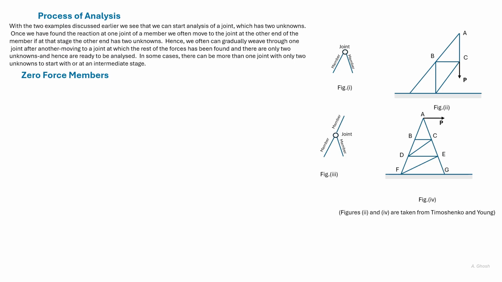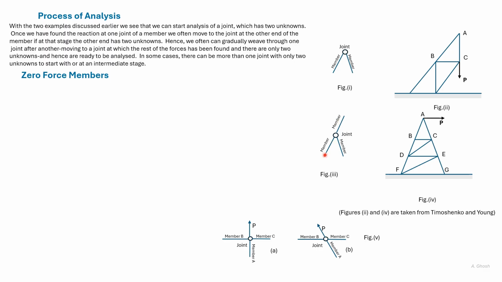We now look at zero force members. So there are two cases. This is the first case. Here there is no force acting on the joint, and there are two members which are not aligned. So in this truss, at point A there are no forces acting, and AB and AC are not aligned. So the forces in AB and AC will be zero.